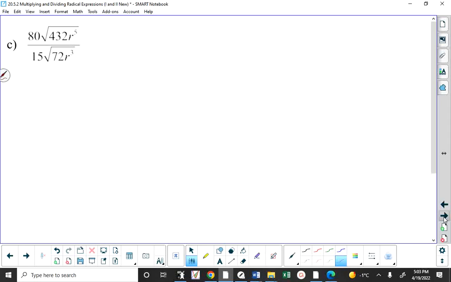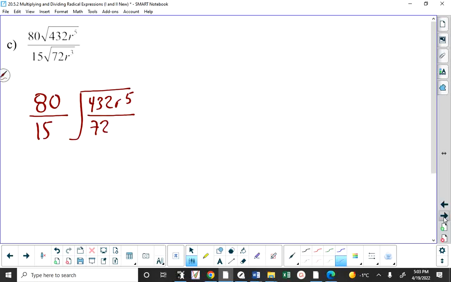We can rewrite C by taking the coefficient over the coefficient and multiplying by the radical of the radicand divided by the radicand. So 80 over 15, 15 doesn't divide into 80, but there is a common factor of 5. 5 times 16 is 80. 5 times 3 is 15. So we can reduce by canceling the 5 on the top and the bottom and being left with 16 over 3.